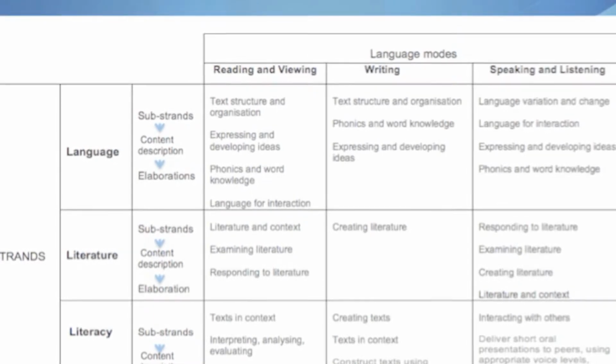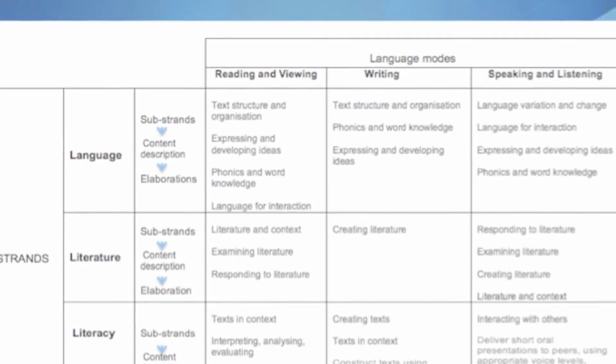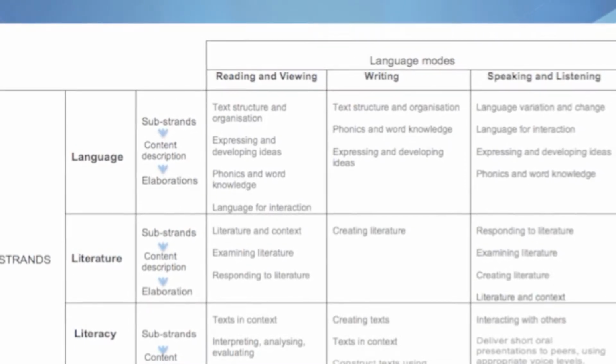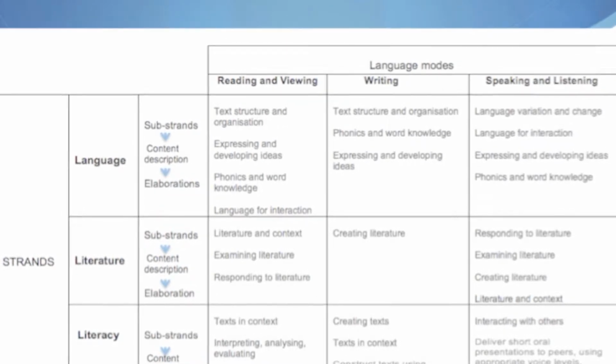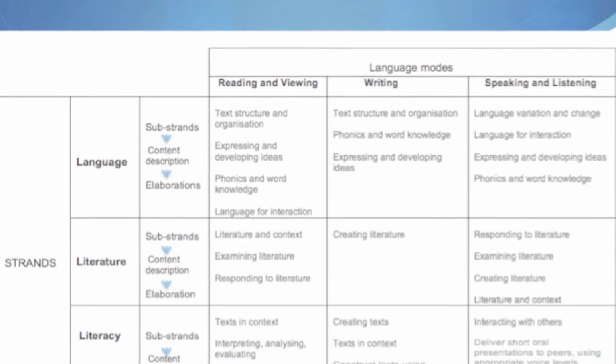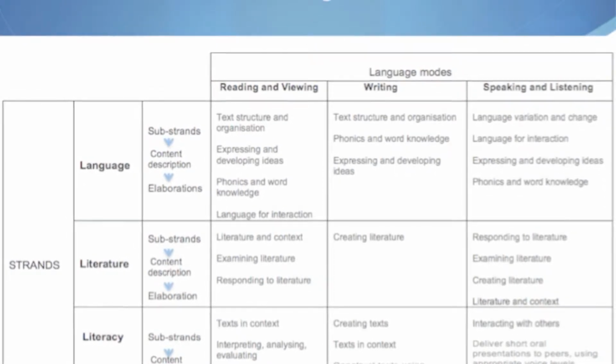The sub-strands contain content descriptions followed by level elaborations, which provide further details regarding the related concepts and skills within strands and across levels. The language modes, reading and viewing, writing, speaking, and listening, are incorporated within the three strands.